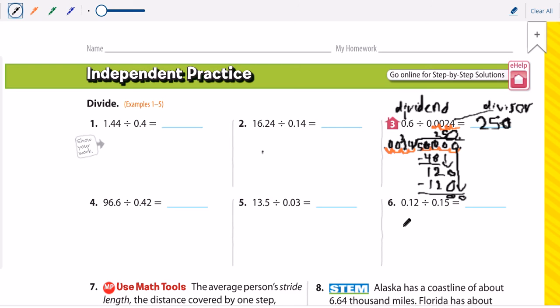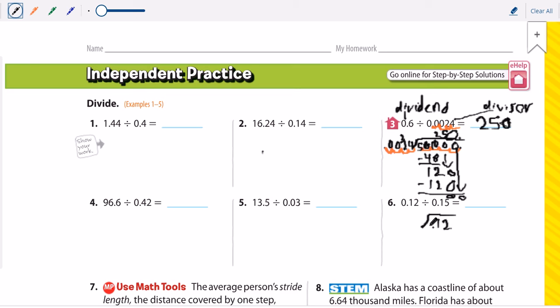Now, number 6 caused us a lot of dismay today because for some reason, and we talked about this, you guys automatically assume that the bigger number is the dividend, and that is not the case. Okay, the only time we worry about greater numbers is when we're talking about subtraction. So in this case, when I'm setting this problem up, which one's my dividend? The 12 or the 0.12 or 0.15? 0.12 is actually my dividend.